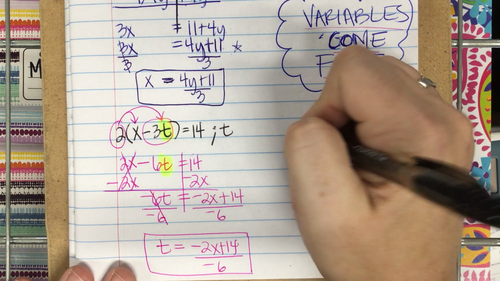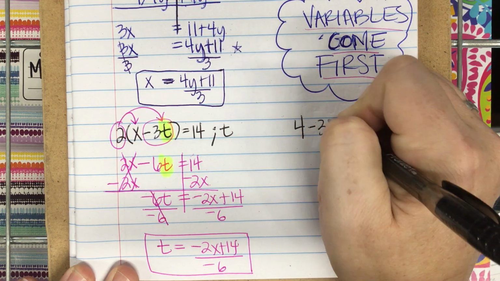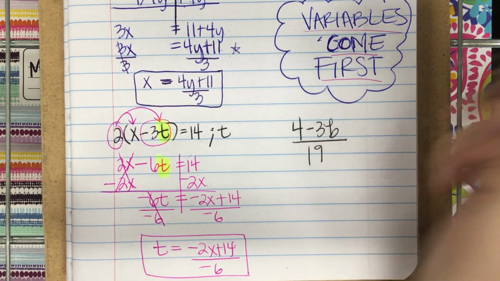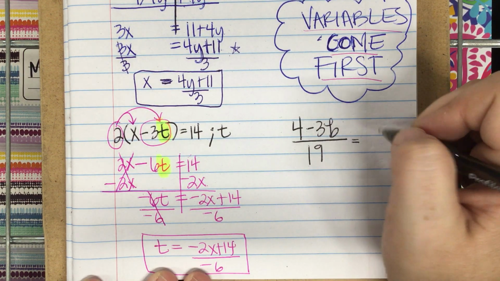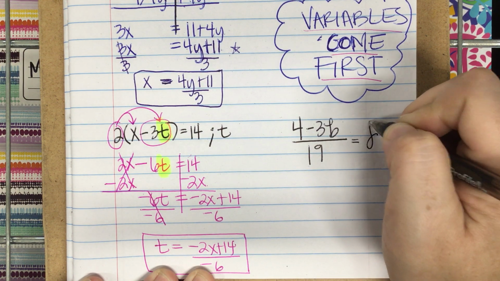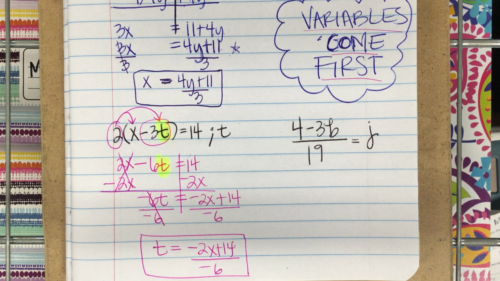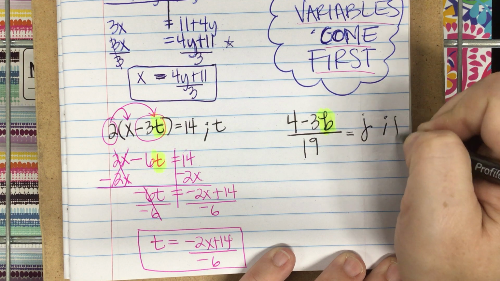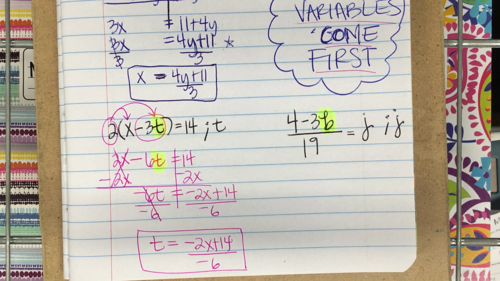Last one, and then you can start your homework. 4 minus 3b divided by 19. I mean, why not, right? Equals j. And we're going to solve for b. Solve for b. And then we don't have to do anything.